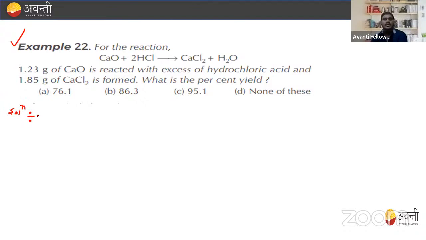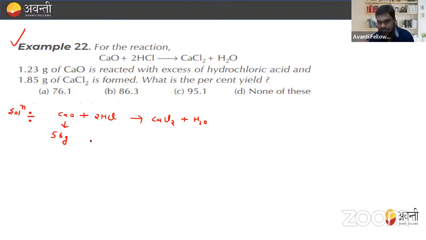Now, let's see. We know that here CaO reacts with 2HCl to form CaCl2 plus H2O. This is correct? Clear? Okay. Now we know that 1 mole of CaO is equal to what? That is equal to 56 gram, because calcium is 40 and oxygen is 16. So this is equal to 56 gram.